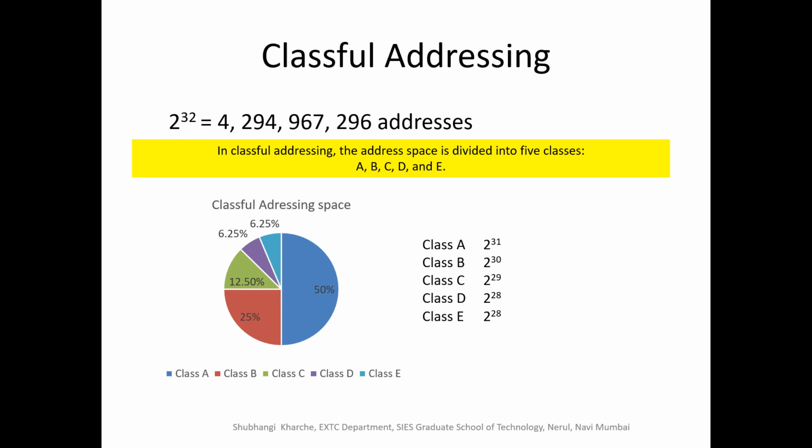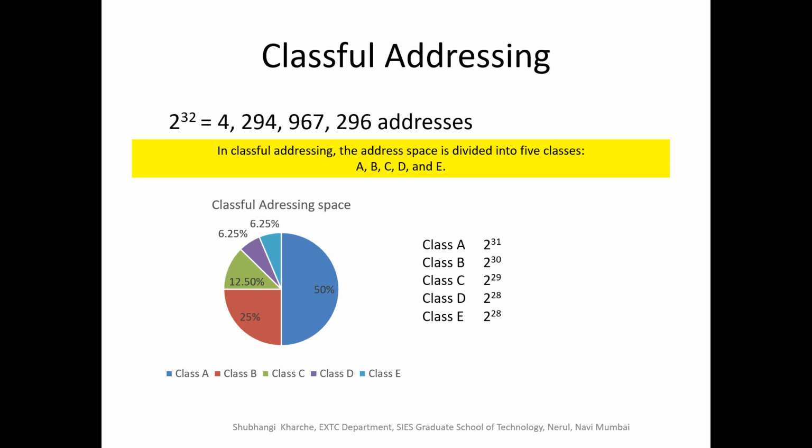Class B reserves two prefix bits for its identification. So the remaining 30 bits can be used for class B addressing. So 2 raised to 30 addresses are available in the class B range, which forms 25% of the total available address space. Class C reserves 3 prefix bits for its identification. So the remaining 29 bits can be used for addressing in class C. So class C occupies 12.5% of the total address space.